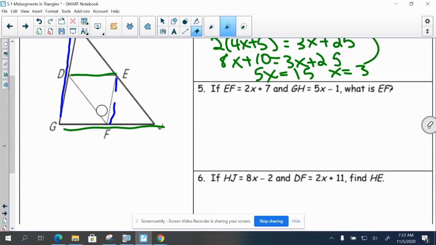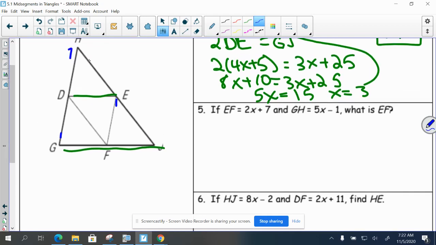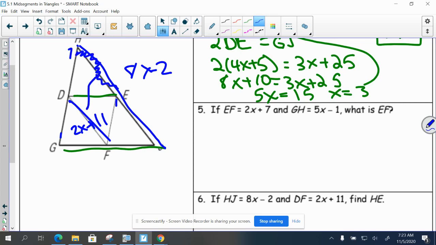So it tells us HJ. So where's HJ at? Is the length of this whole thing 8x minus 2, and then DF is 2x plus 11. And then it says to find HE. So it says to find this segment. Well, that should be the same as 2x plus 11, since DF is half the length of this whole thing. So really, once you get x, you can just plug it into 2x plus 11, and then that would be the same thing as HE.